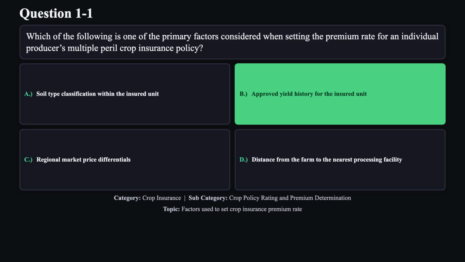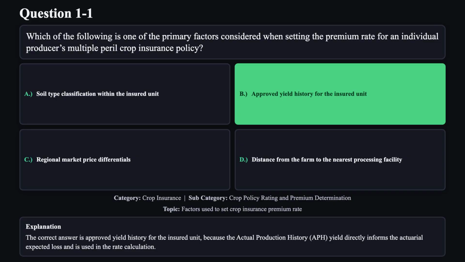The correct answer is B. The correct answer is approved yield history for the insured unit, because the actual production history, APH, yield directly informs the actuarial expected loss and is used in the rate calculation.